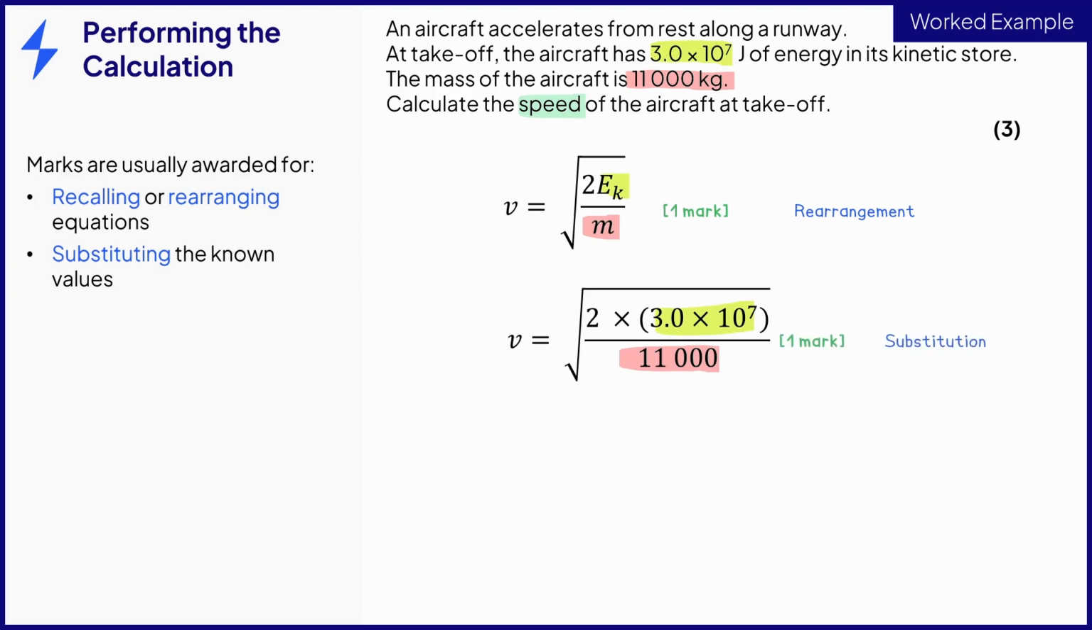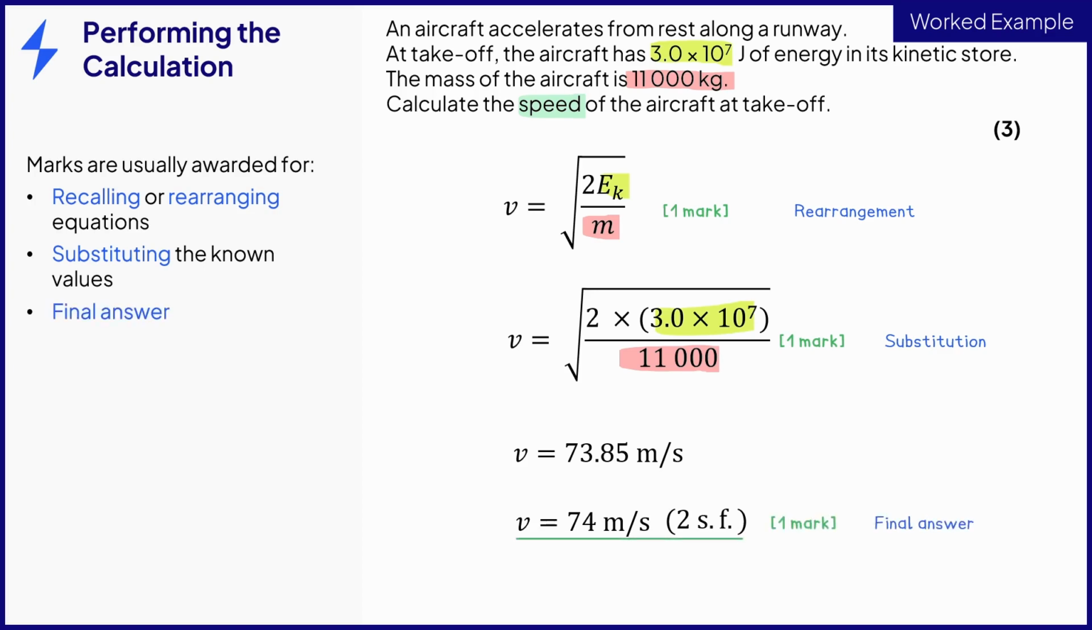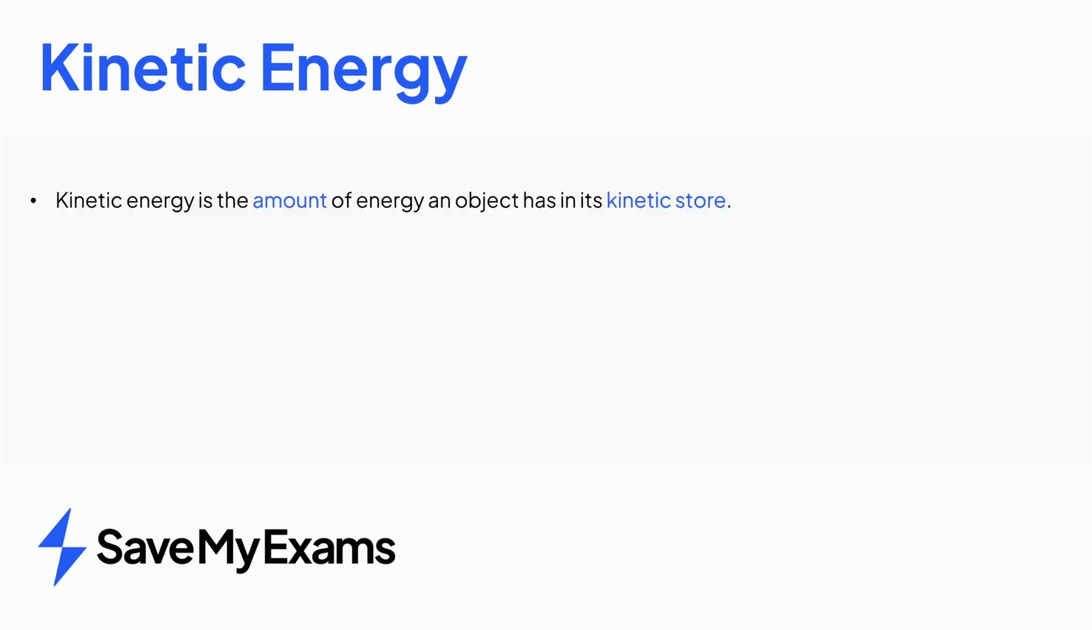That's the second mark. When you plug this into your calculator, you get v is equal to 73.85 meters per second, which rounds to 74 meters per second to 2 significant figures. And that's the third mark for the final answer. Always show all the steps in your working out. There are marks available at different stages in the calculation, which you still may be able to get even if you make a mistake.